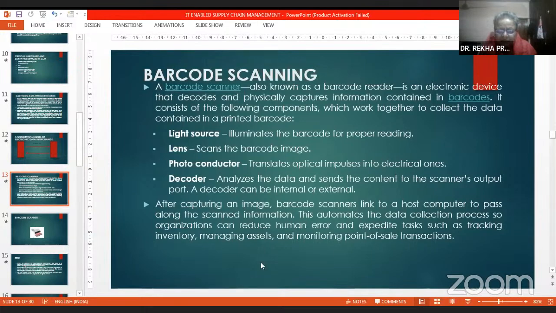A lens scans the barcode image. A photoconductor translates optical impulses into electrical ones. A decoder analyzes the data and sends the content to the scanner's output part. A decoder can be internal or external. After capturing an image, barcode scanners link to a host computer to pass along the scanned information. This automates the data collection process so organizations can reduce human errors and expedite tasks such as tracking, inventory, managing assets, and monitoring point of sale transactions.